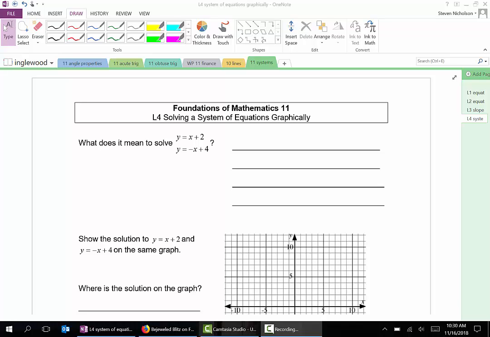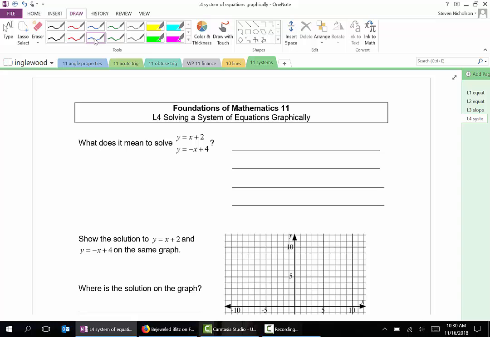Lesson 4 of the unit looks at solving a system of equations graphically. This is from your grade 10 math. So we've practiced drawing lines, we've practiced seeing what it means to solve an equation, and now we're going to solve a system of equations. A system of equations is when we try to solve more than one equation at a time.